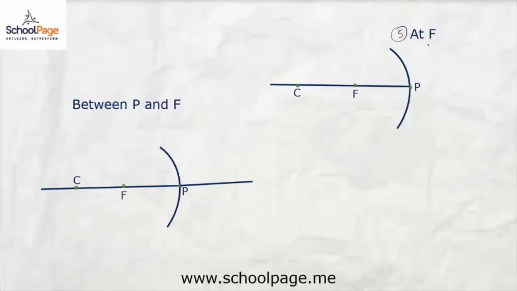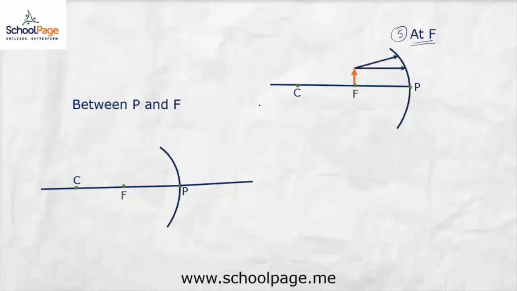In the fifth case, when the object is placed at focus. So this is the object which is placed at focus. So this case is just opposite to what we saw in the first case. In the first case, when the object was kept at infinity, the image of an object was obtained at focus. In this case, since the object is at focus, the image of this object will be obtained at infinity.